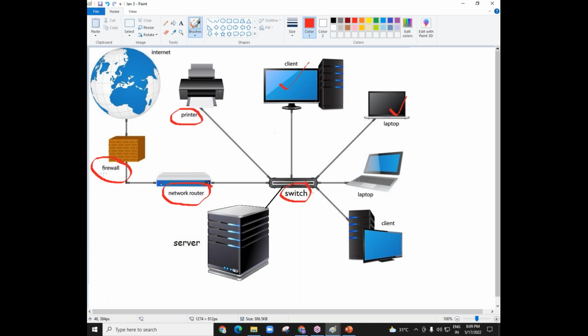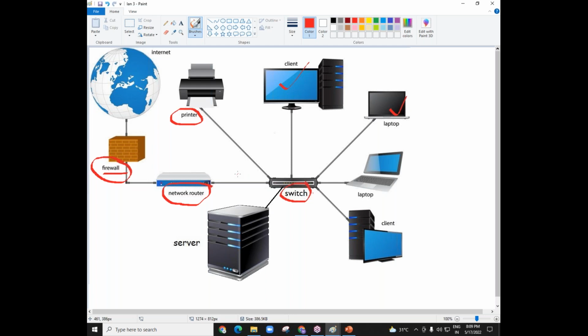Now see, the name of this device, firewall, says everything there. A firewall will protect your network from unauthorized access. It will protect your network from hackers. It will not allow any person to enter into your network if there is no permission for him. That is the work of a firewall. Done.